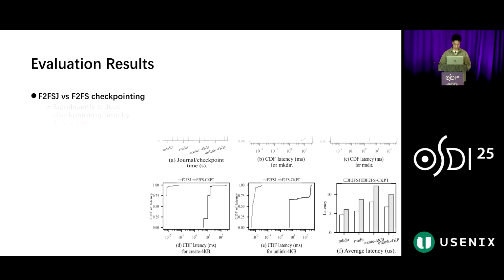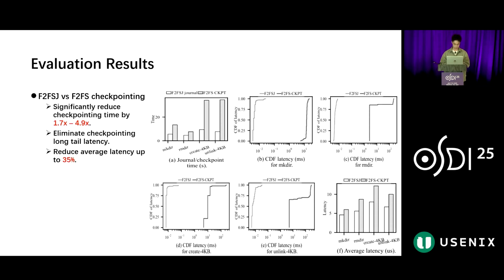For the evaluation, we mainly compare F2FS with F2FS checkpointing. As you can see in the first figure, F2FS can significantly reduce the checkpointing time by up to 5 times. For the tail latency, we can see from the CDF of latency figures that it can eliminate the checkpointing latency. And for the overall average file operation latency, it can reduce the average latency by up to 35%.